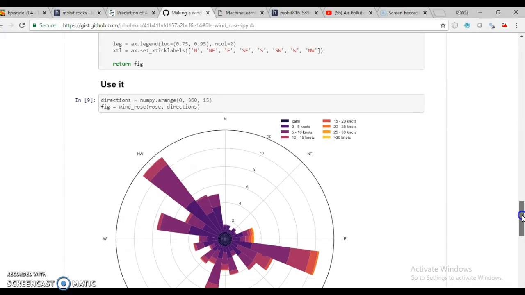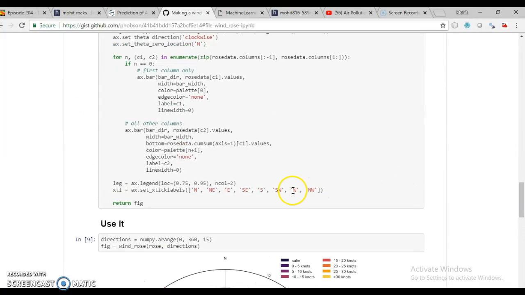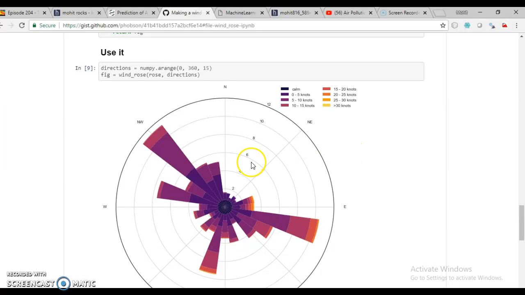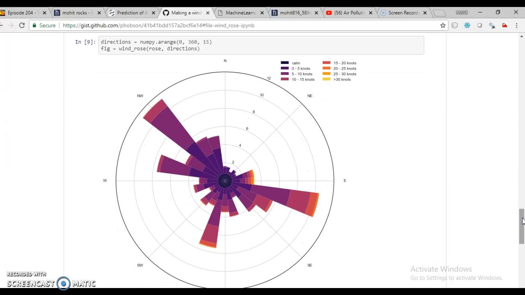As you can see, these are the simple wind directions: north, northeast, east, southeast, south, and so on. After different manipulations we have one wind direction visualization, through which you can look and see where the data is tending, and through which you can know where the pollution concentration is more or where it is less.